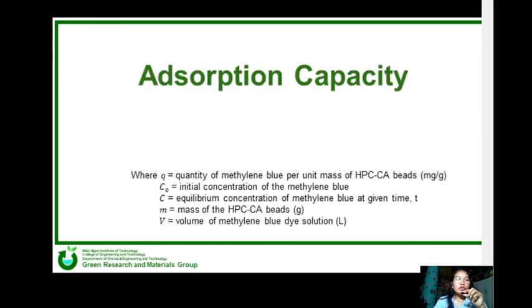Adsorption capacity is also obtained, and it is the amount of adsorbate that will be taken up by the adsorbent. In the adsorption capacity equation shown, Q represents the quantity of methylene blue per unit mass of beads, C0 is the initial concentration of methylene blue, C is the equilibrium concentration of methylene blue at time, M is the mass of the beads in grams, and V is the volume of the methylene blue dye solution in liters.